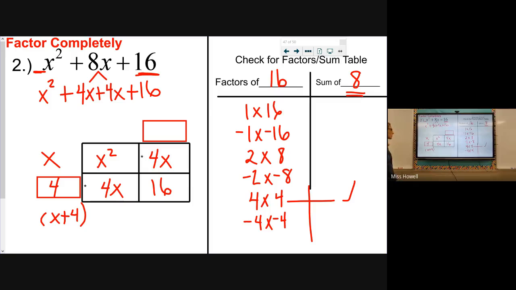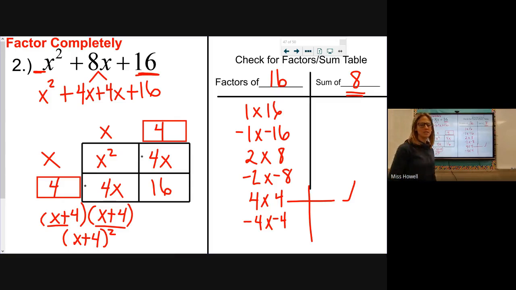Do the same thing with your columns. x squared and 4x both share an x. And this 4x and 16 also both share a positive 4. So we have another factor of x plus 4. Since these two factors are identical, we can write it better. Another step of x plus 4 to the second power. Right? And then we'd have an additional step there to write it in its best possible factored version.